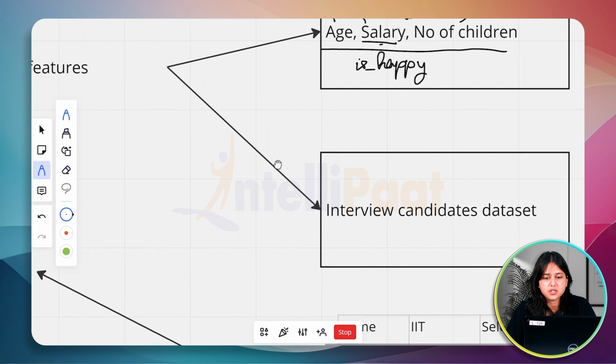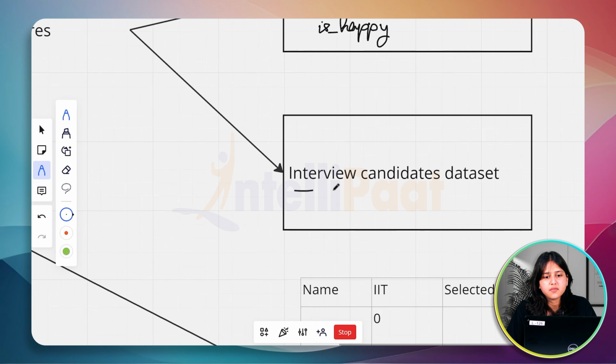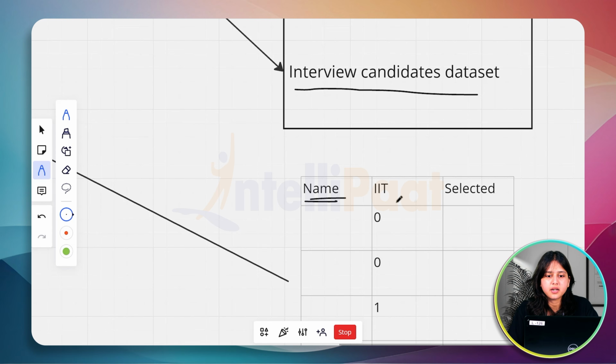Now what sparse features mean is basically, let's say we have a data set of our interview candidates. So let's say we have the name of the candidate. We have a column which says IIT. So we're basically having a criterion whether the candidate has passed out from IIT or not. And then we have our output feature, selected or not. So this could be selected, which is 1, and not selected as 0. And we could have other features like age and CGPA and all that.